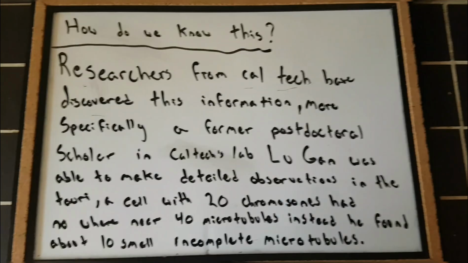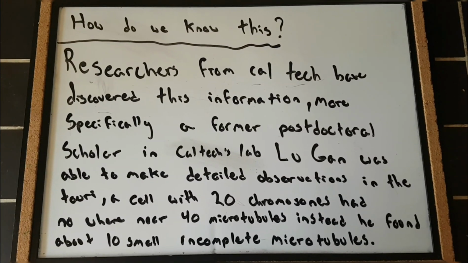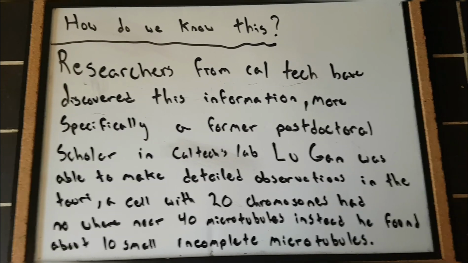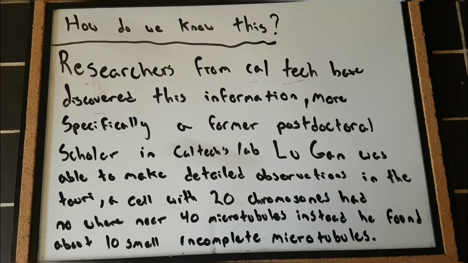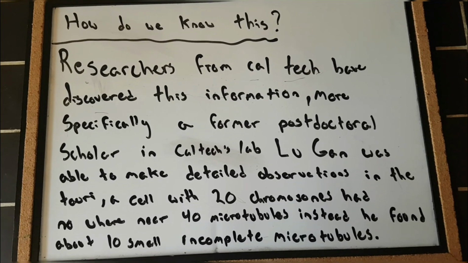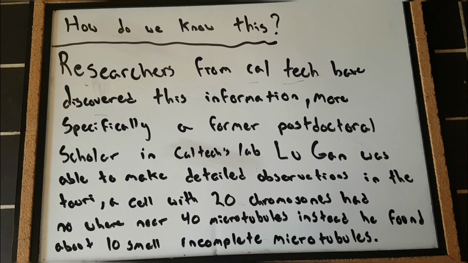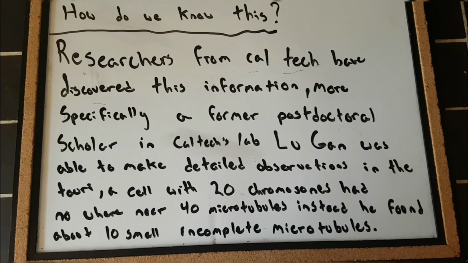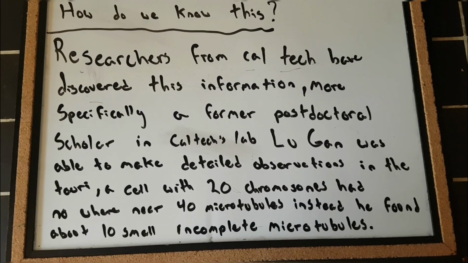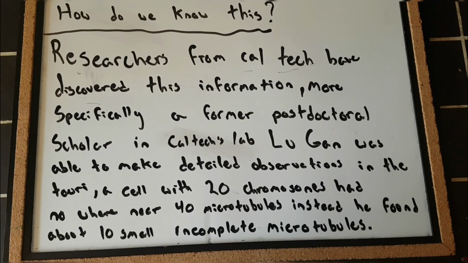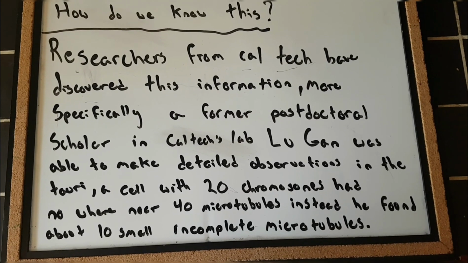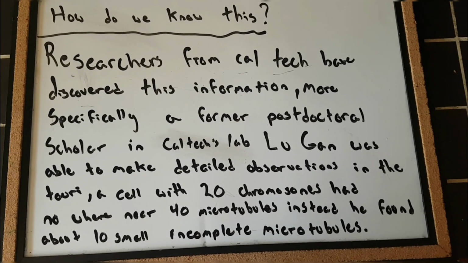How do we know this? Researchers from Caltech have discovered this information. More specifically, a former postdoctoral scholar in Caltech's lab, Lou Gan. He was able to make detailed observations in the tauri. A cell with 20 chromosomes had nowhere near 40 microtubules. Instead, he found about 10 small, incomplete microtubules.